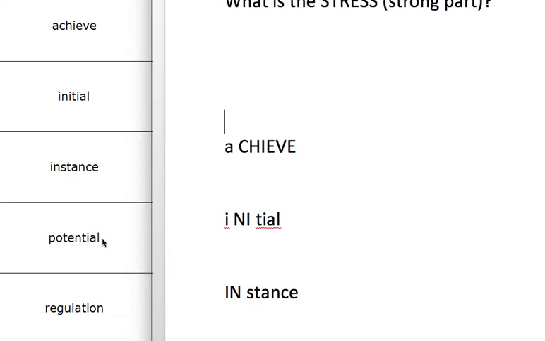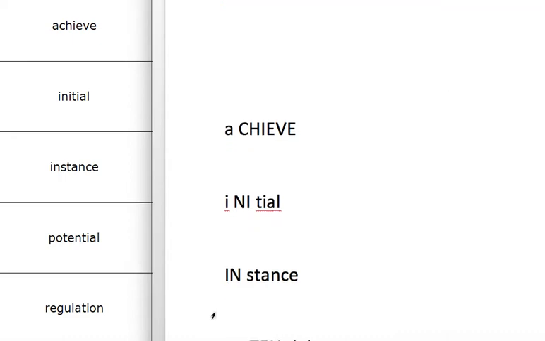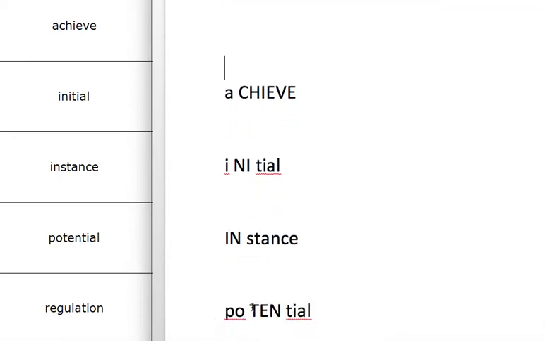How many syllables in this word? Potential. 3 syllables. Which one is the stress? The first syllable, the second, or the third? It's the middle syllable. Potential.